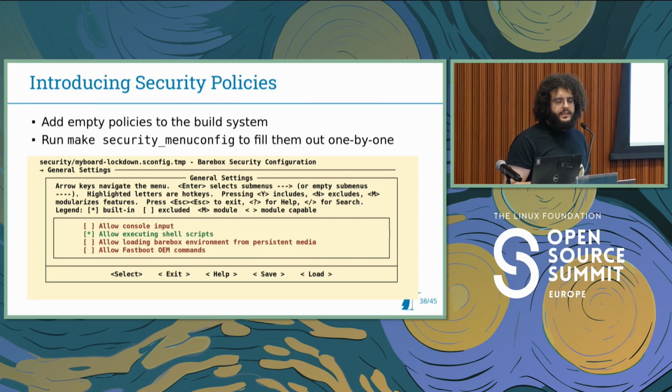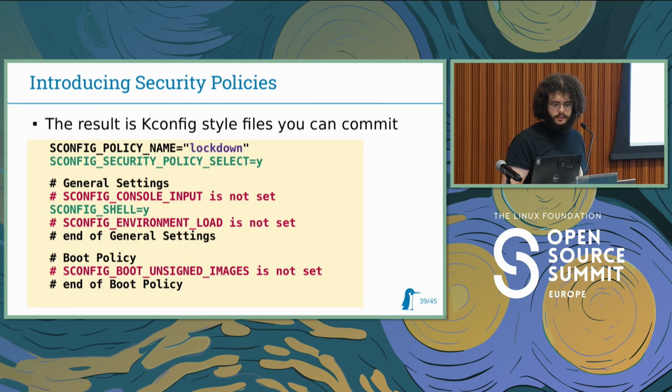And it also has dependencies on your build time configuration. So if you have no USB support at all, it won't prompt you for fastboot OEM commands because that's a USB gadget. And that way, these questions that you are asked are actually the questions that are relevant to you. So this is really stuff that you should decide in your security policy. If I am now in lockdown mode, should this be allowed or not?